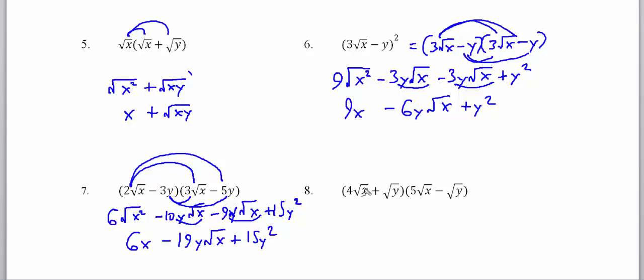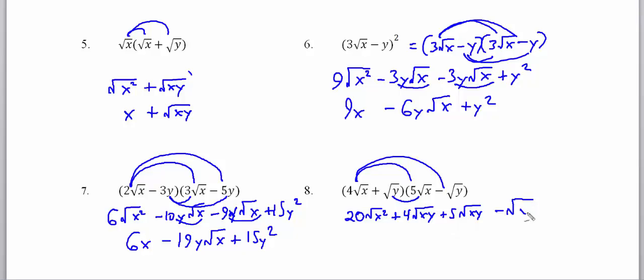And for problem 8, what we're going to do is do some more FOIL here, and we're going to take it very slow. We're going to have 2 square root of x squared. I'm going to take it over there, so we're going to have 4 square root of xy. Underside here, we're going to have 5 square root of xy. Let's use alphabetical order so we can see these as like terms here. And then minus the square root of y squared. So the first term is 20x.